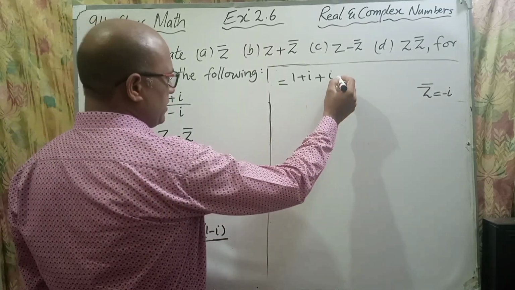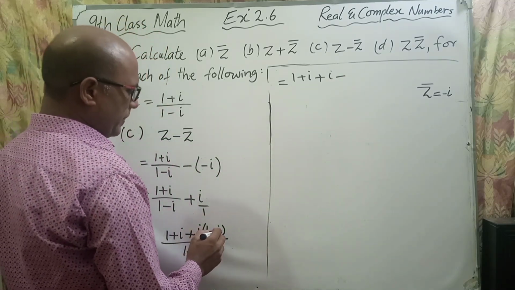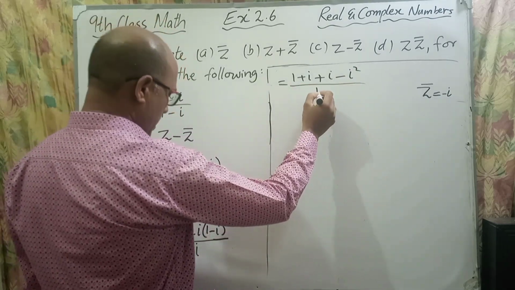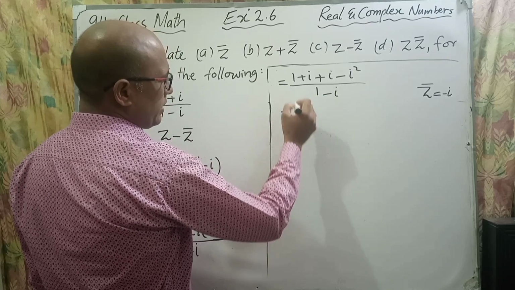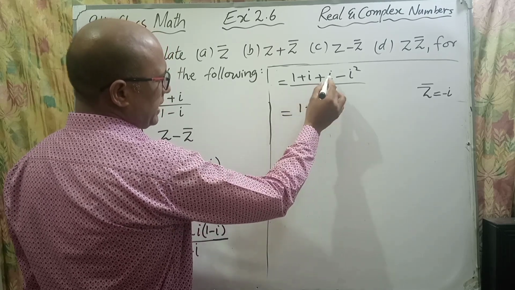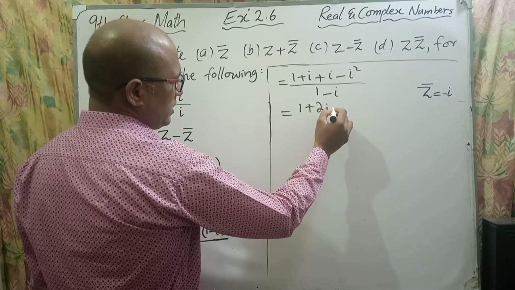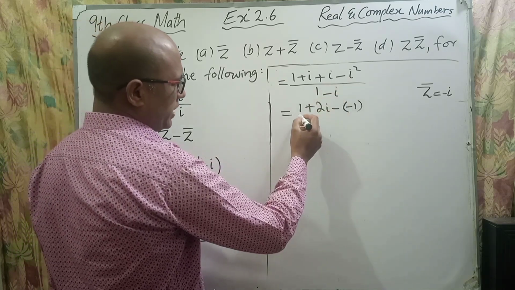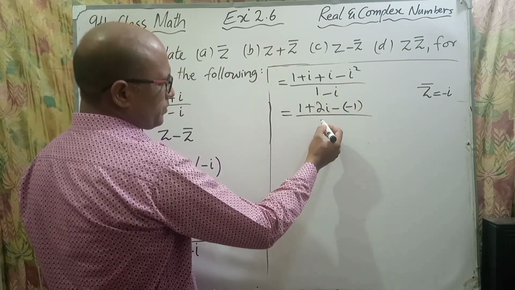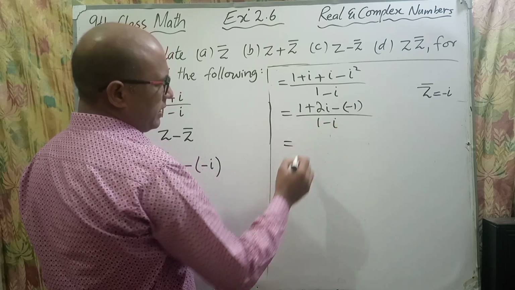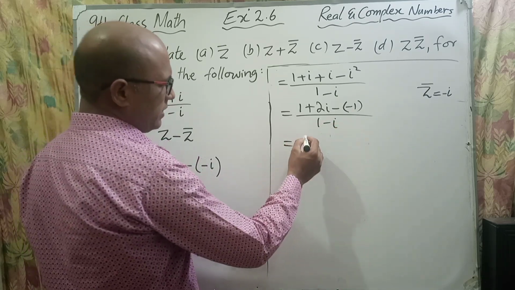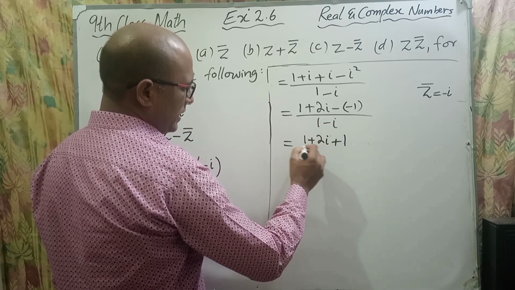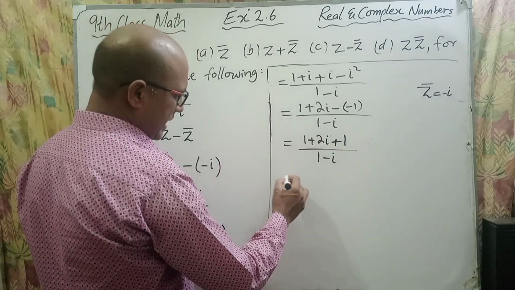Iota times 1 is iota, minus iota square, over 1 minus iota. 1 plus 2 iota, and minus iota square will be minus 1. Putting the value of iota square, we get 1 plus 2 iota, 1 minus plus 1 over 1 minus iota as it is.